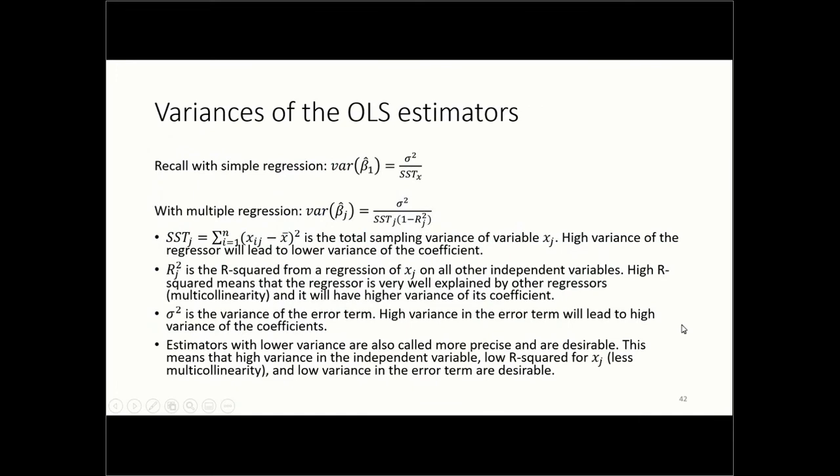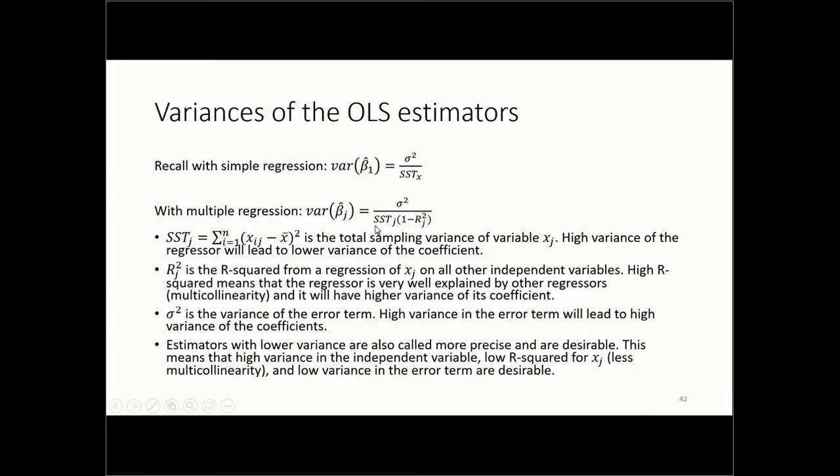Okay, let's talk about the variances of the OLS estimators. Recall with simple regression, the formula for the variance of the coefficient beta 1 is equal to sigma squared divided by SSTX. Here with multiple regression, we would have the variance of beta hat j. So for variable xj, this coefficient's variance is sigma squared divided by SST for the variable xj times 1 minus the R squared j. So let's go over all of these terms and explain them. What does it mean for the variance of a coefficient to be equal to this?